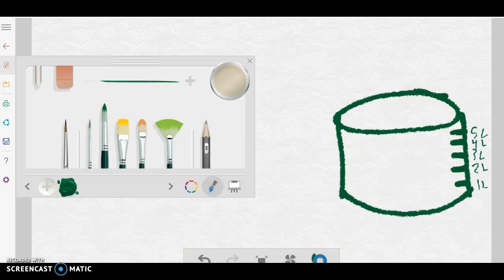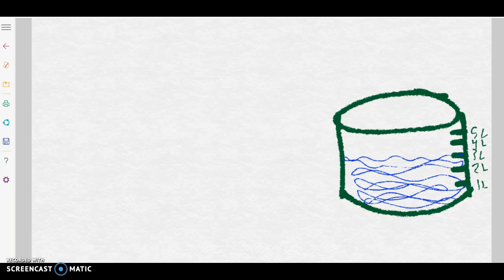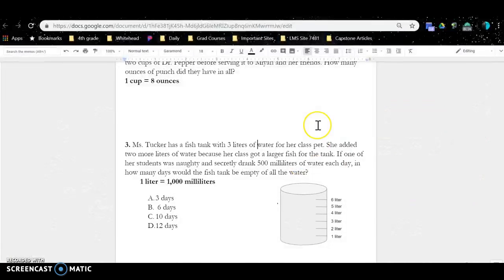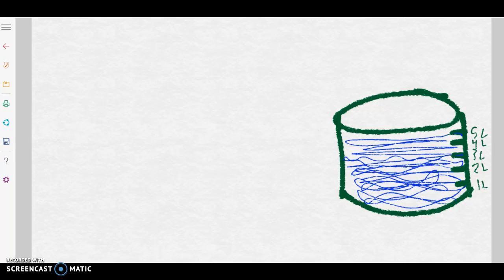Here's my 3 liters. So I know she had 3 liters. Then it says she added 2 more liters of water because her class is getting a larger fish for the tank. Well, it makes sense. So I'm going to add 2 more liters, 1 liter, 2 liters. So Miss Tucker has a total of 5 liters of water, which is full.